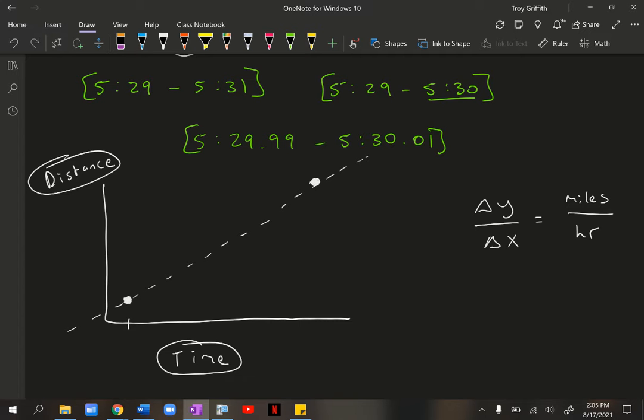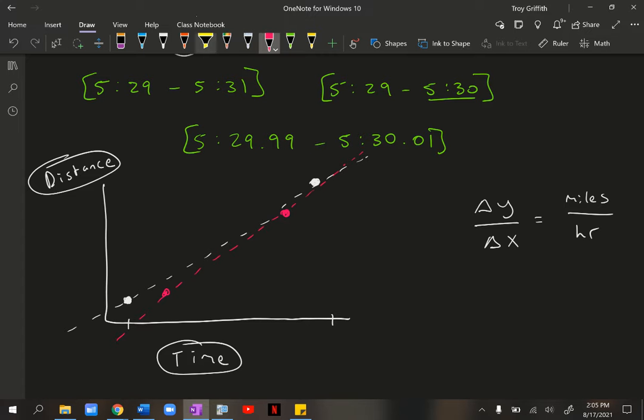Okay. Now let's say we had some other points in time, one here and another one here. If I find this slope, I get a different average rate of change.